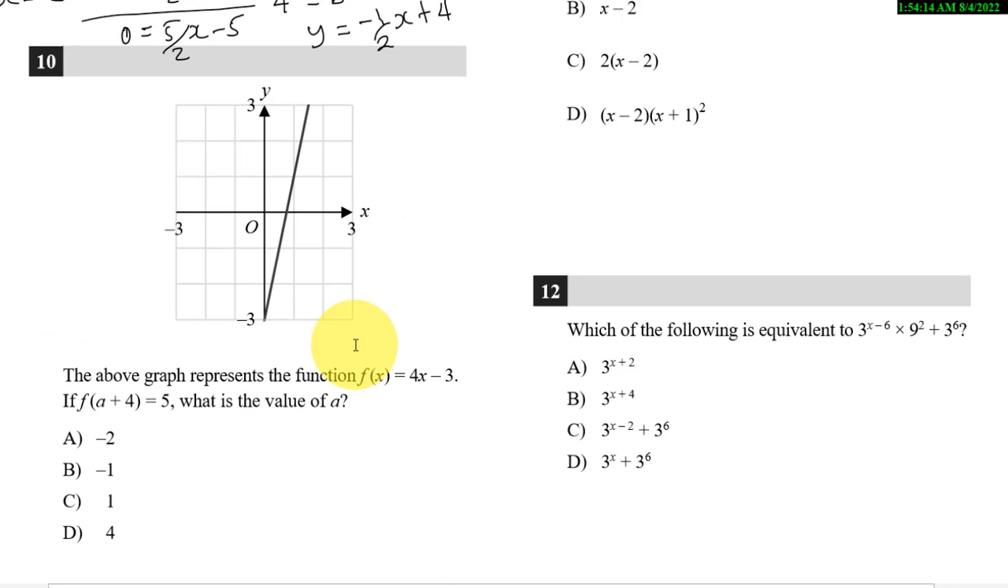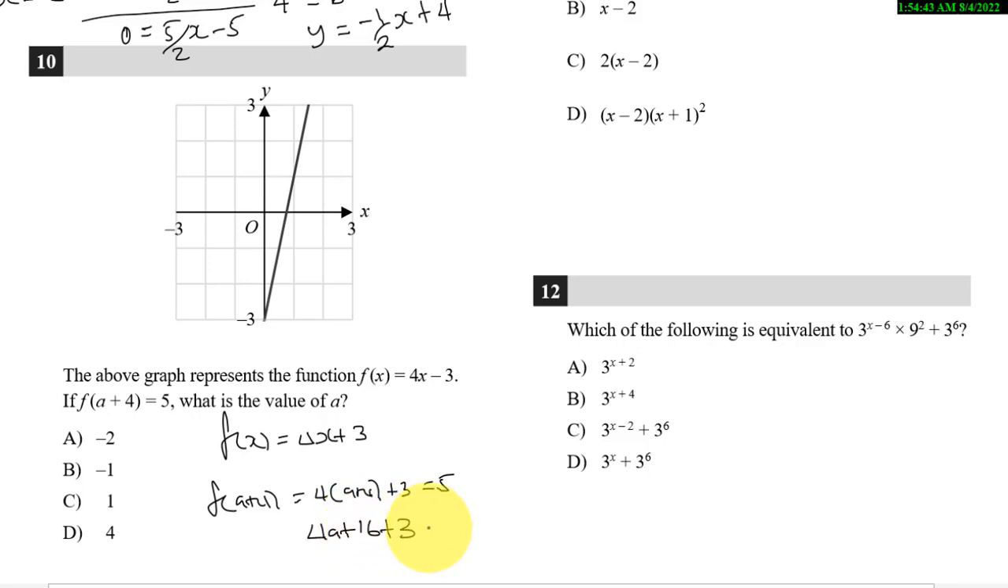Number 10. The above graph represents the function f of x is equal to 4x minus 3. If f of a plus 4 is equal to 5, what is the value of a? So, if f of x is equal to 4x plus 3, then f of a plus 4 will be 4 into a plus 4 plus 3, and it is equal to 5. So this becomes 4a plus 16 plus 3 is equal to 5. So this leaves us with 4a plus 19 is equal to 5. That is 4a is equal to 5 minus 19.